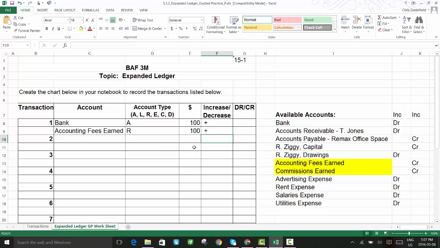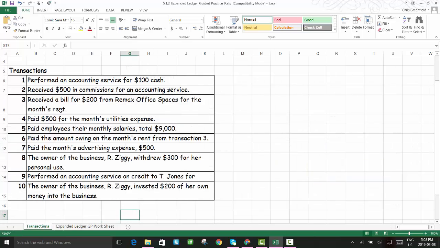So looking over here at our quick and dirty chart, we have an increase to our bank account, so that is going to be a debit to bank. And we also have an increase to our accounting fees earned, so we're going to go down here, accounting fees earned. Increases to those are listed as credits. Even though we have two pluses, we might feel uncomfortable with that, but we can feel good in the fact that we have equal amounts of each debit and credit. That's really what we're worried about at the end of the day. All right, so that's transaction number 2. We can put a little mark in here to show that we've done it.